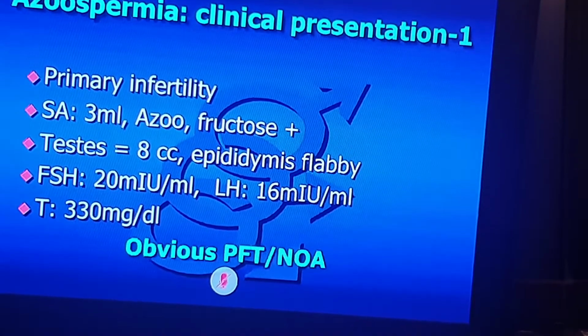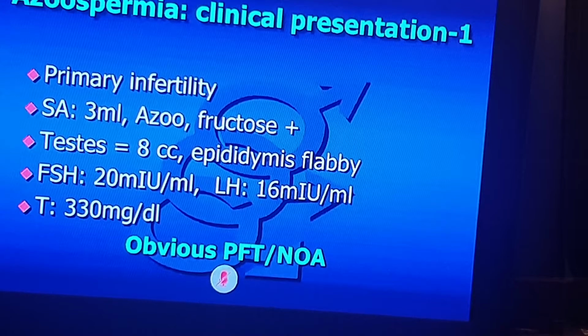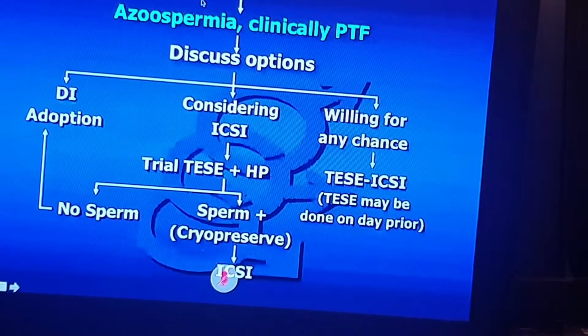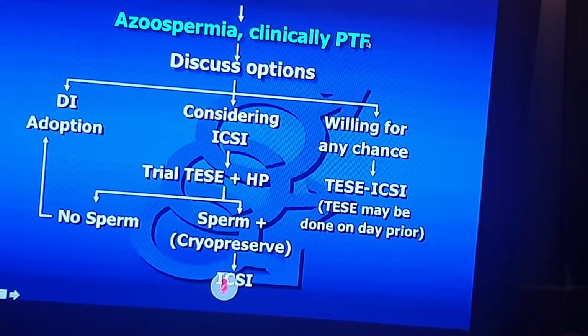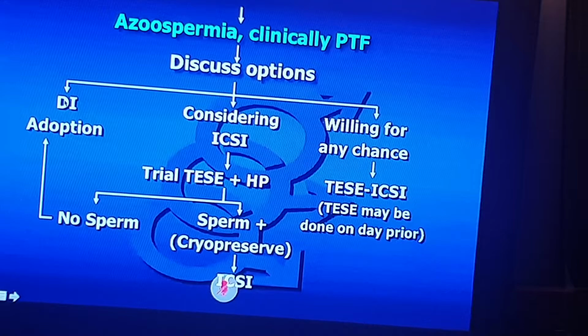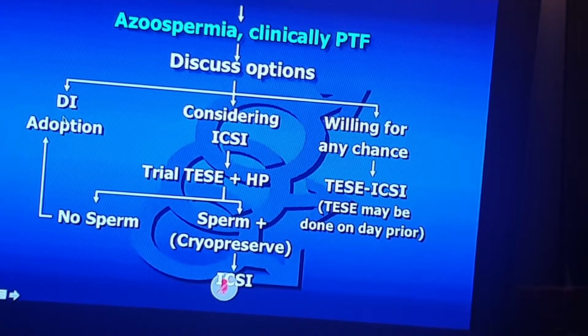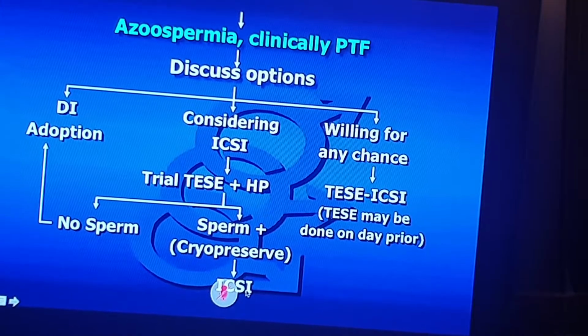Here you're going to discuss with the patient that, look, by examination, by your hormones, I know you have primary testicular failure. You have two choices. Either you can go in for donor sperm or adoption, or the second choice is that we can try ICSI if we are able to get some sperm from your testes.